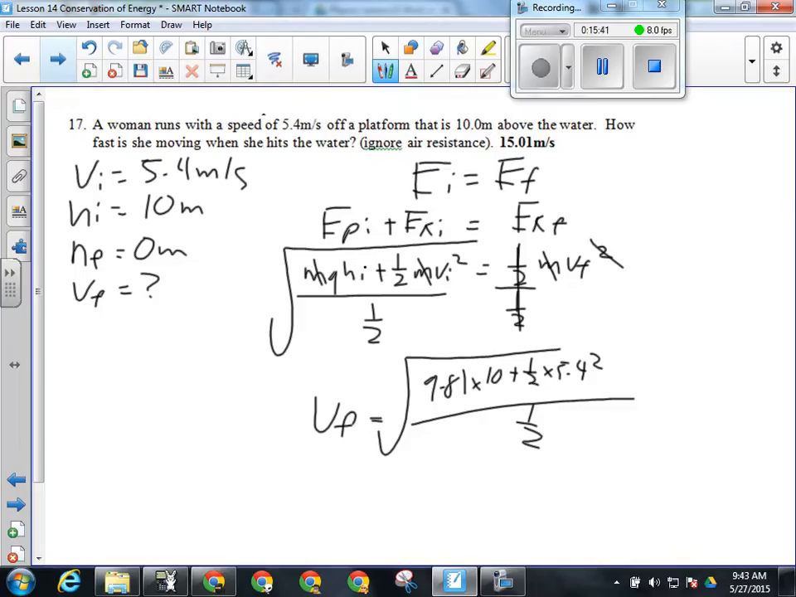The other issue I find is that people don't do it one piece at a time, and then their calculator screws it up by doing order of operations, which in this case we don't want it to do. So just watch for those two things. Okay, any other ones?